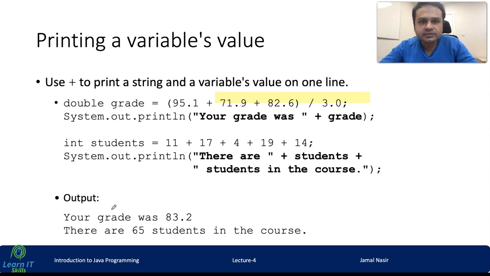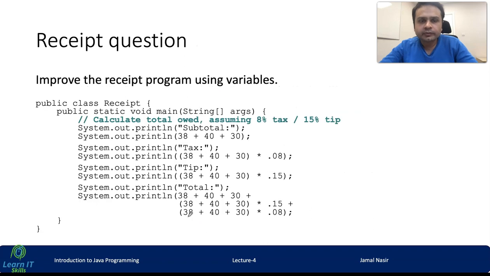How to print a variable's value? Very simple. We provide it to System.out.println, and whenever we write it like this, it will automatically get its value and print it here. With the help of variables, can you write this receipt program in a much better way? Take your time, or you can pause this video and think how you can make this code more efficient in terms of using variables.